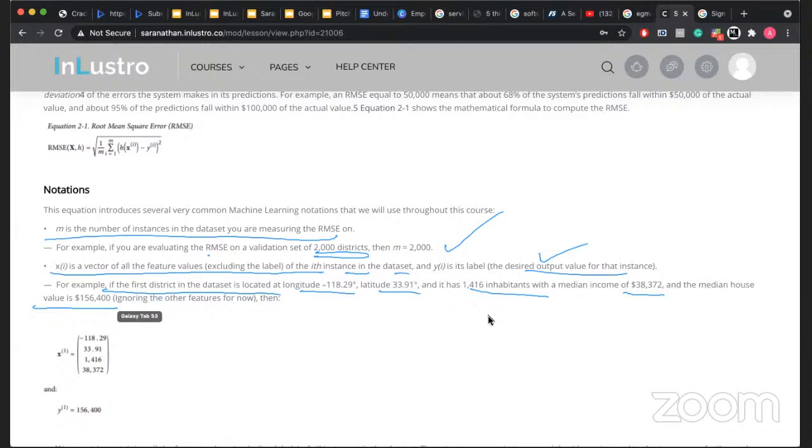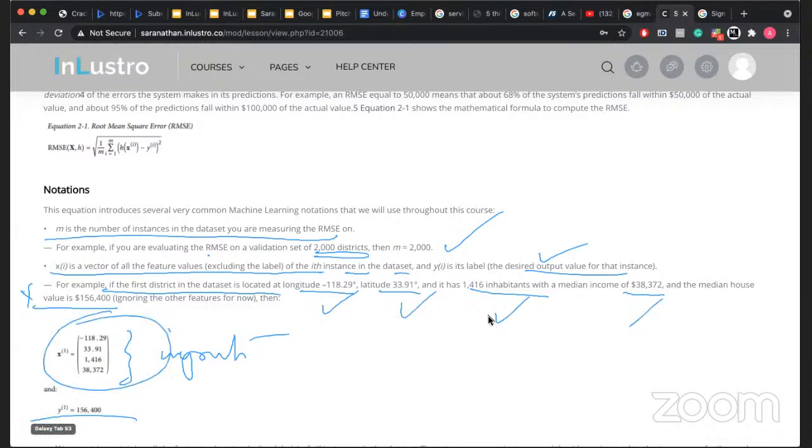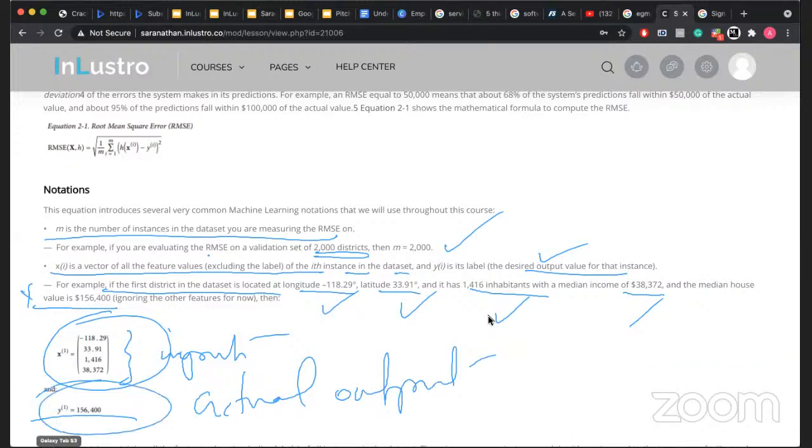And what is the Xi? Xi is essentially all the possible inputs. So the inputs are everything but the median housing value, because that is the output. So basically you have your latitude, your longitude, the number of inhabitants, and the median income, which is what's been modeled here. And then you see Yi is the predicted output. Sorry, I mean the actual output. Okay? Yi represents the actual output, which in this case is 156,400.